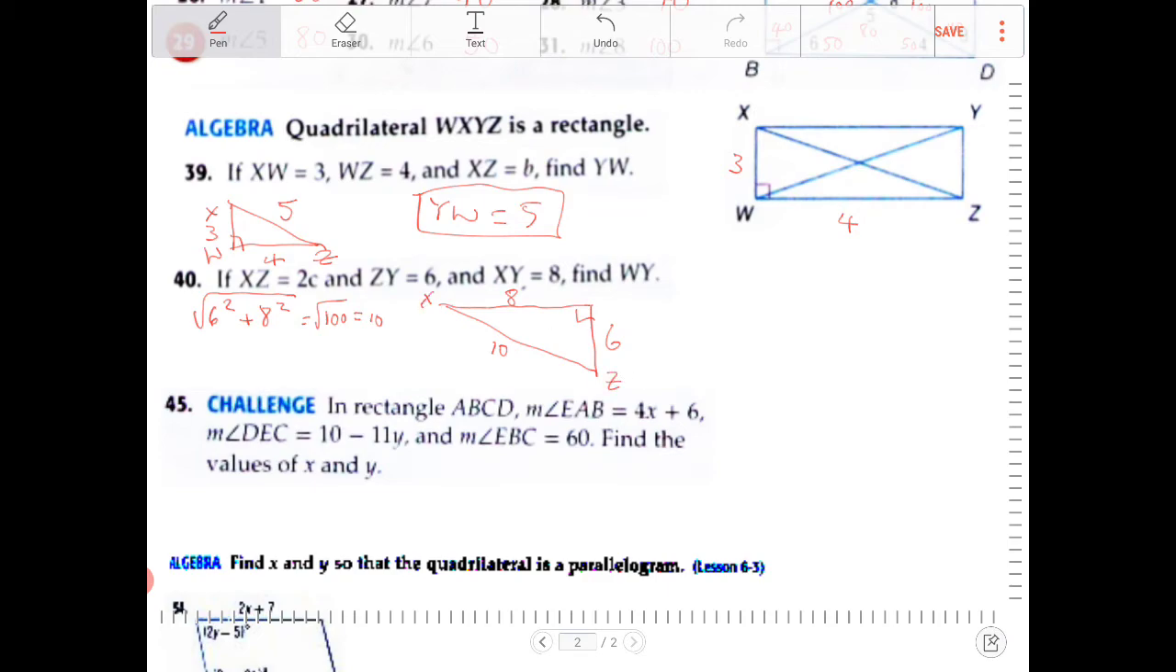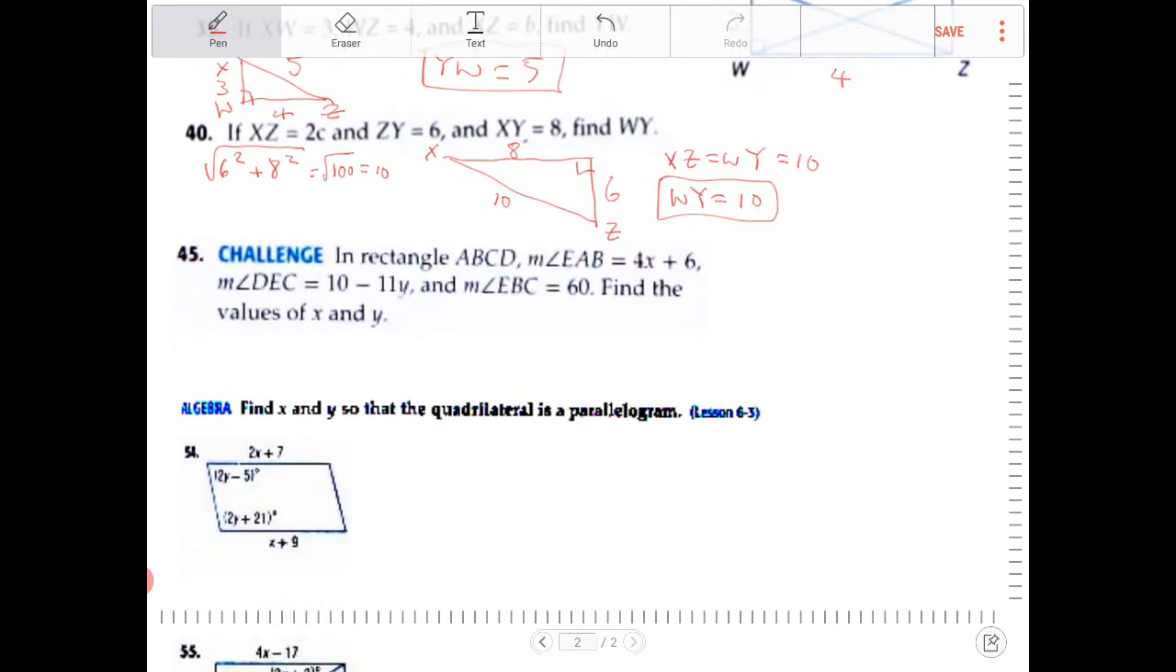XZ is equal to 10. You really don't need to know what C is to figure this out. Since XZ is equal to WY, and that's equal to 10, WY is equal to 10. That's all it is.